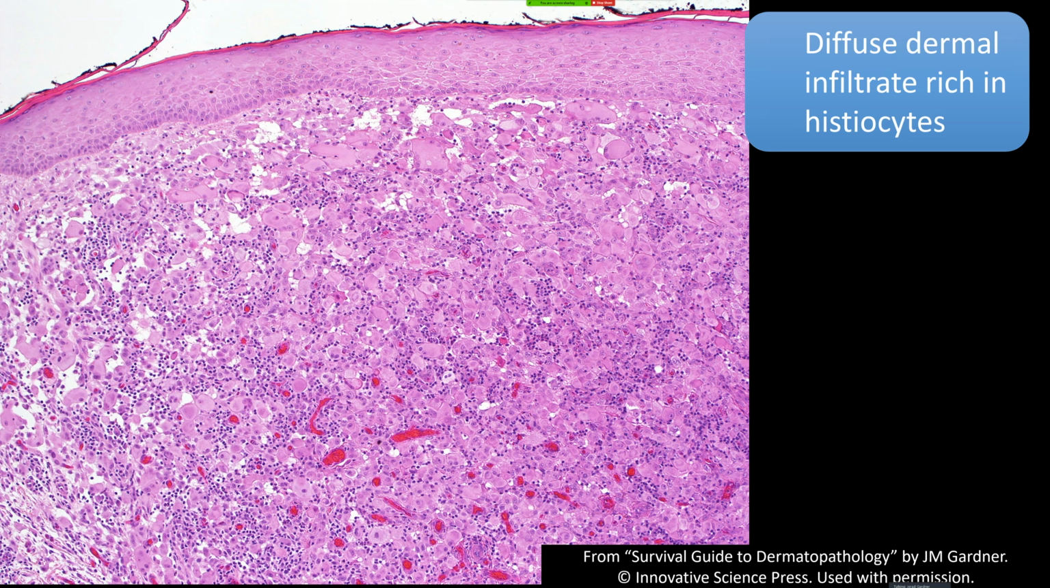They also tend to have some background inflammatory cells, including EOs. Sometimes they can have foamy cells and Toutons.